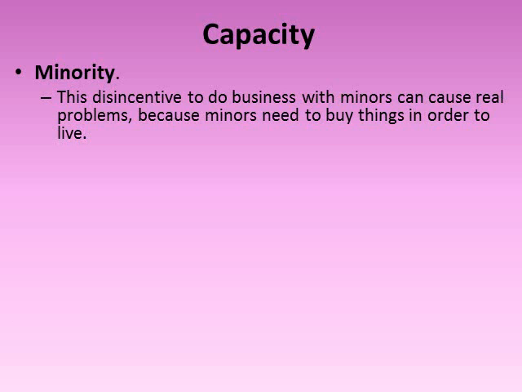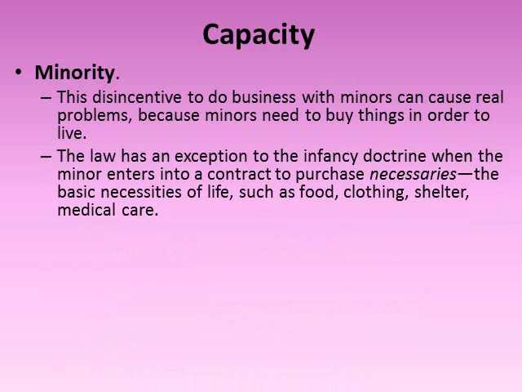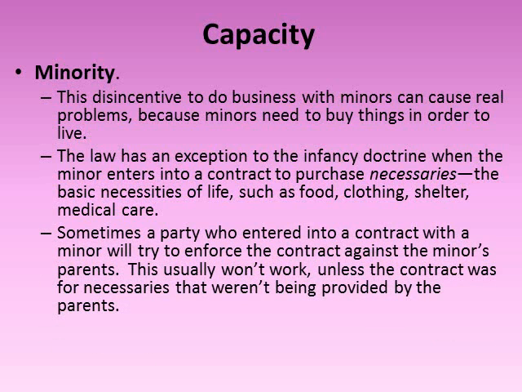Why? Well, because minors need to buy things in order to live. Just like everyone else, people below the age of 18 have to buy food and clothing and shelter and that kind of thing. So the law has an exception to the infancy doctrine when the minor enters into a contract to purchase what are called necessaries. And this is the basic necessities of life. Again, food, clothing, shelter, medical care, things like that. Because we don't want to discourage people from selling those kinds of things to minors, because we don't want minors to starve, to go without clothes, to go without shelter, or to go without medical care. And so the law will have an exception to the infancy doctrine in situations of that kind.